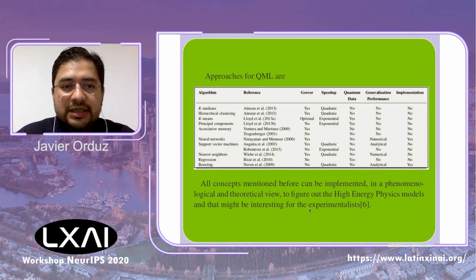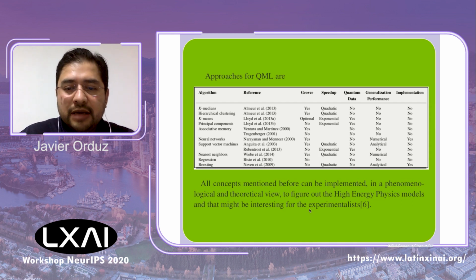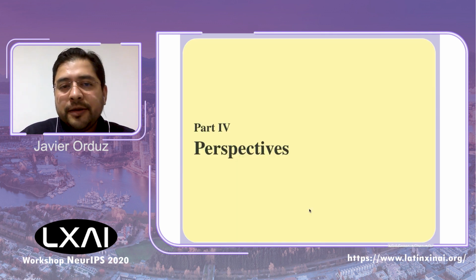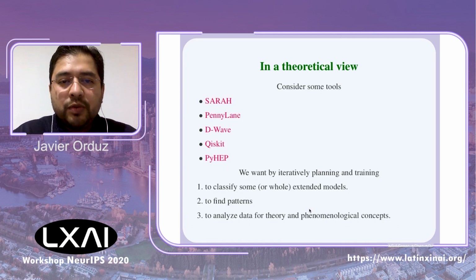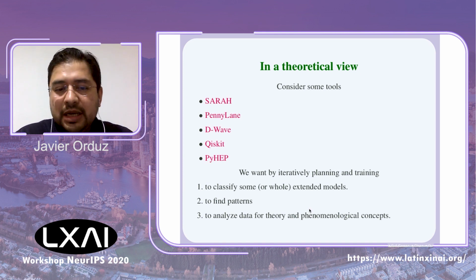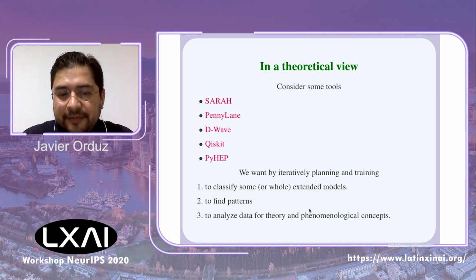In this slide, you can see some approaches for quantum machine learning. In particular, this chart can be found in Peter Wittek's book. The perspectives are, from a theoretical view, that we want to use some tools to analyze high energy physics, considering some tools, for example, Sara, PennyLane, D-Wave, Qiskit, and PyHEP. For example, to do classification or also to find some patterns or analyze data.